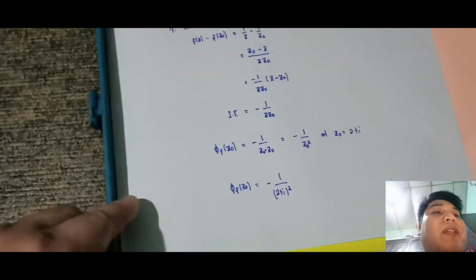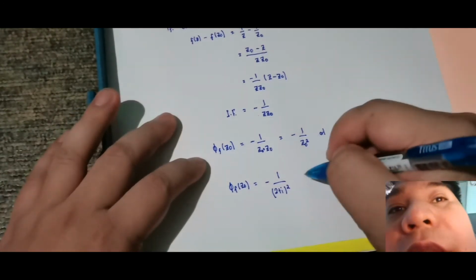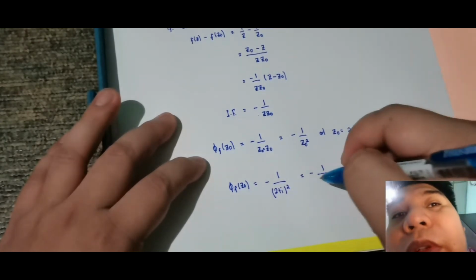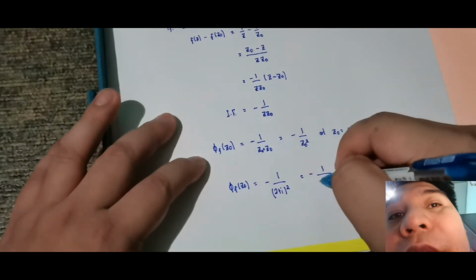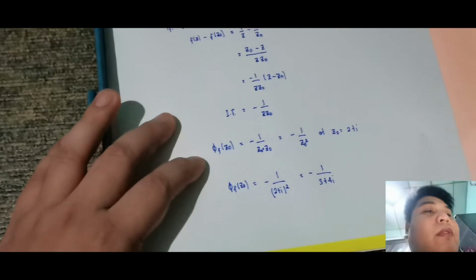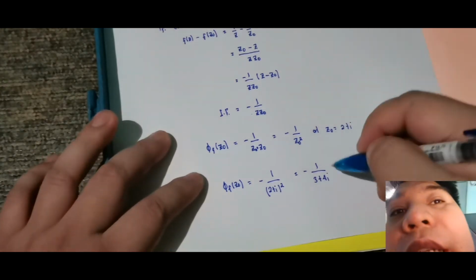Okay, so in that case, simplify pa natin syempre. Syempre, ayaw nga natin na may complex number sa ilalim eh. Okay, so this is equivalent sa negative 1 over, this is 4 plus 4i plus i squared, so 3 plus 4i. Tama ba? So that is 2 squared plus i squared is 4 minus 1. So that's 3. So 2i times 2 is 4i. Tama yan. So, next is, i-conjugate lang natin.